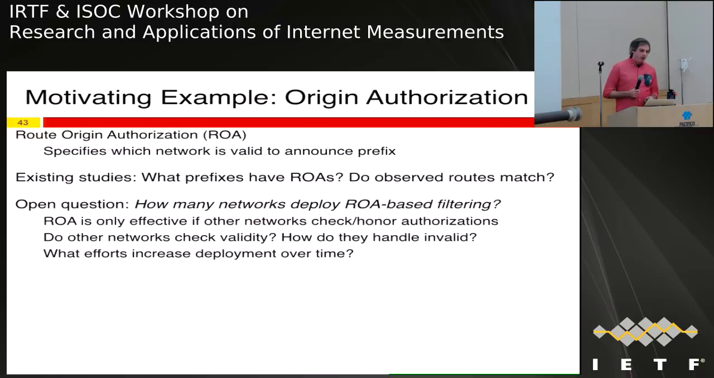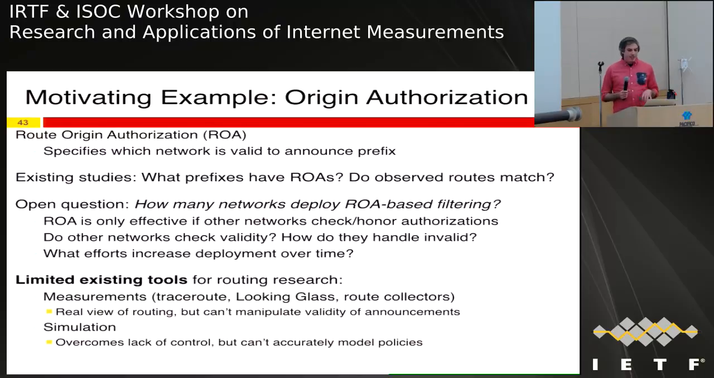So it's typically been hard for academic researchers to conduct this sort of experiment. We have two general approaches. One, we can use measurements of routes as they exist using traceroute or looking glass servers. And this gives you an actual view into routing. But to do this study of route authorization policies, you would have to sit around and wait until invalid routes were announced and then see what you observed. And it would be really hard to get good coverage. You also wouldn't have any precise control in order to exercise policies.